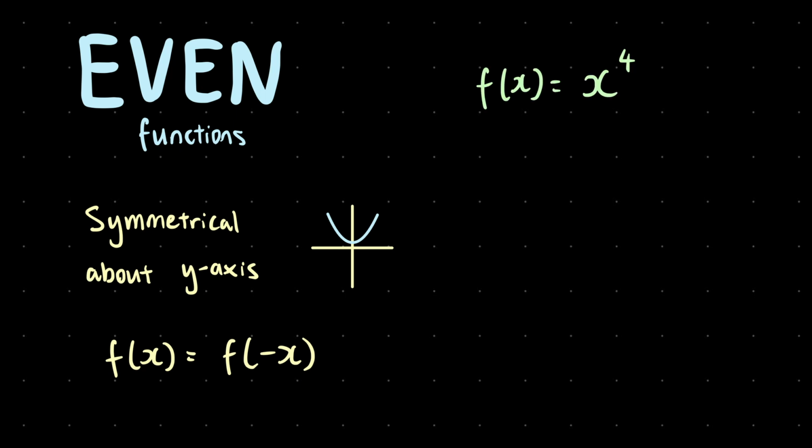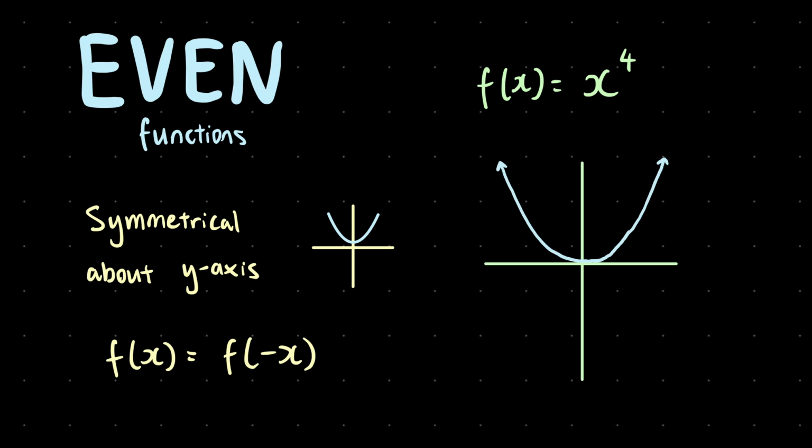We have f(x) = x^4. First, let's have a look at this graphically, which pretty much just looks like a regular parabola, although it's a bit flatter at the bottom. But we can see that this is symmetrical about the y-axis.